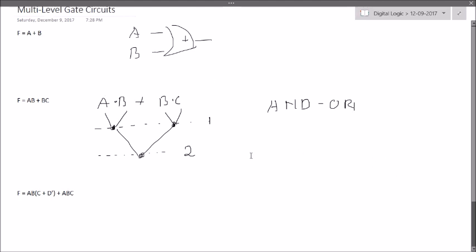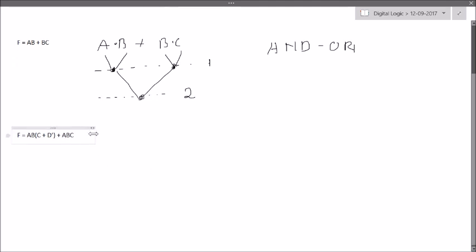Now for the third example, this looks a little bit more complicated, but it's actually really simple. Let's use the same method to determine the circuit. A plus B times C plus D prime plus A times B times C.